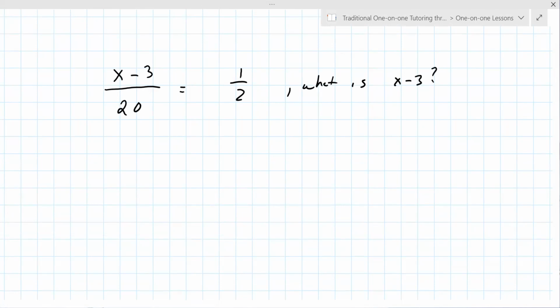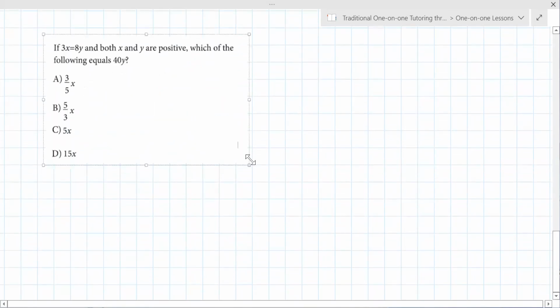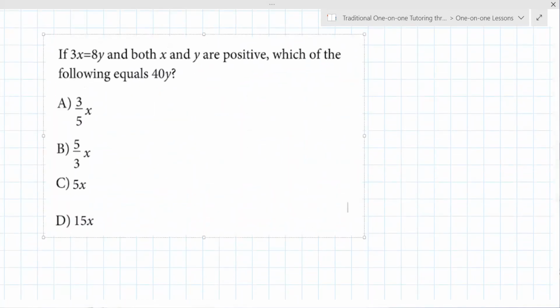So our last kind of problem, actually, here's another one I can give you. Go ahead and try this one on your own, please. If 3x equals 8y and both x and y are positive, which of the following equals 40y? Or 40y, sorry.